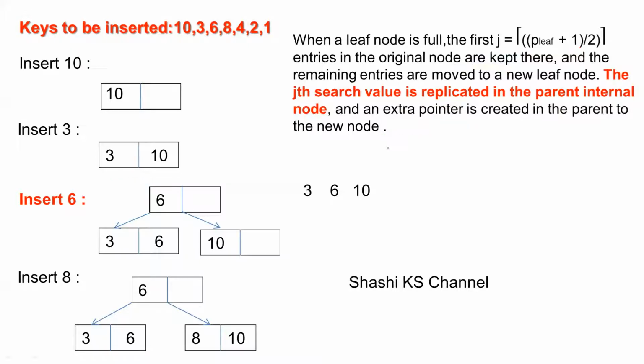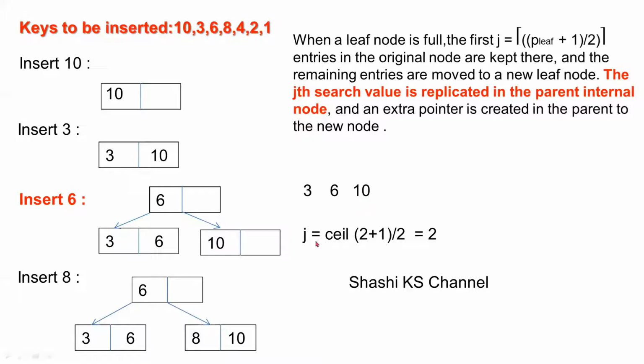Now we have to calculate the value of j as per this formula. According to the question, the order of the leaf node is 2. So 2 plus 1 divided by 2 gives 3 by 2, and the ceiling of 1.5 is 2. So the value of j is equal to 2. That means 2 entries have to be kept in the original node, which means the first 2 entries, 3 and 6, are kept in the original node. The remaining entry, 10, has to be moved to a new node.